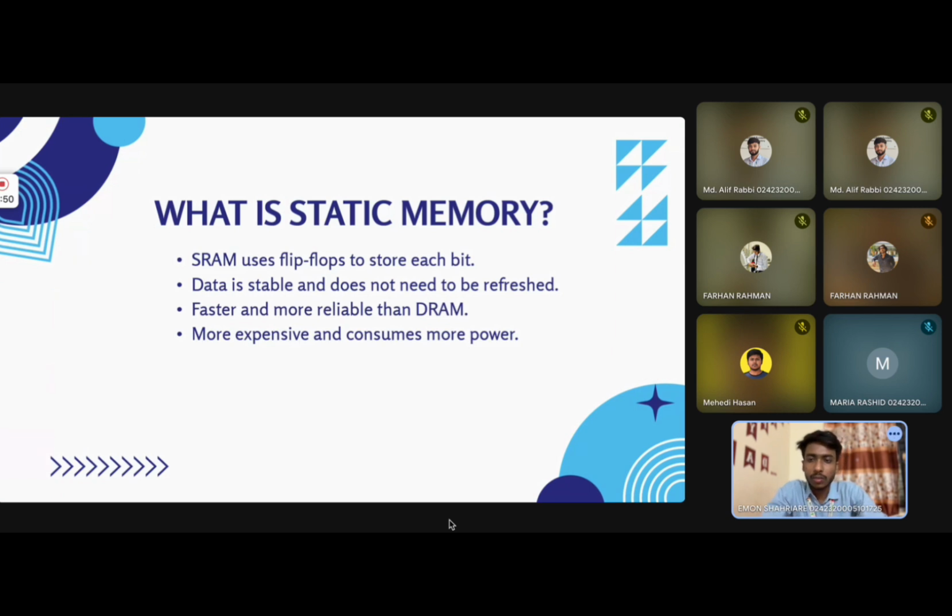Assalamu alaikum everyone. My name is EMON Shahriar. My ID is 232-15725. Now I will discuss my presentation topic. The slide name is what is static memory. First of all, static memory uses flip-flops to store its bits. Secondly, its data is stable and does not need to be refreshed. It is faster and more reliable than dynamic memory. Lastly, it is more expensive and consumes more power. Next slide please.